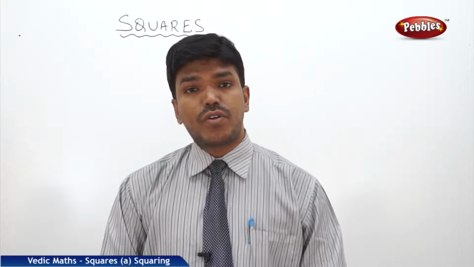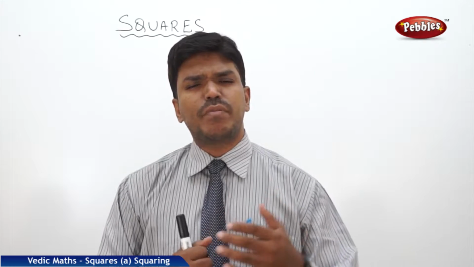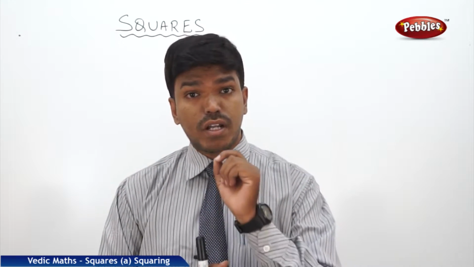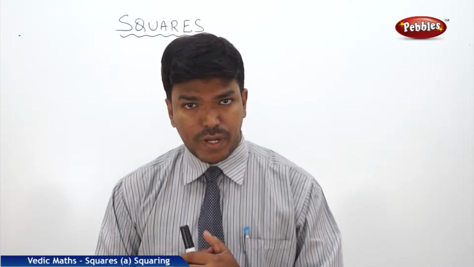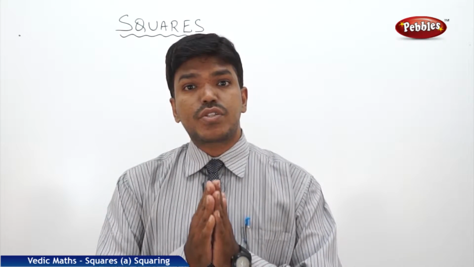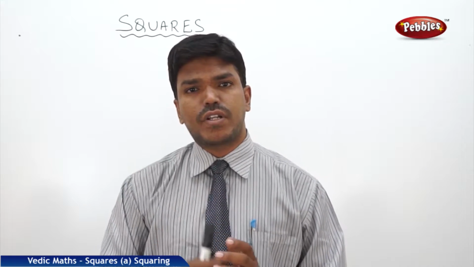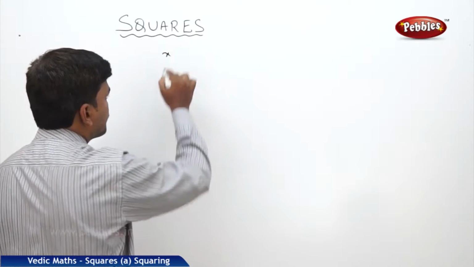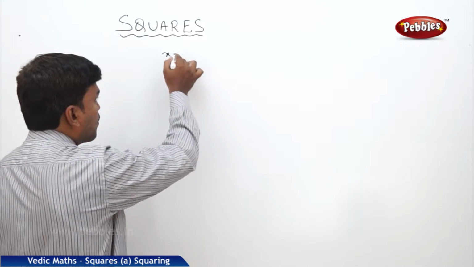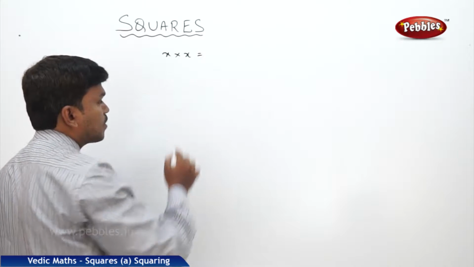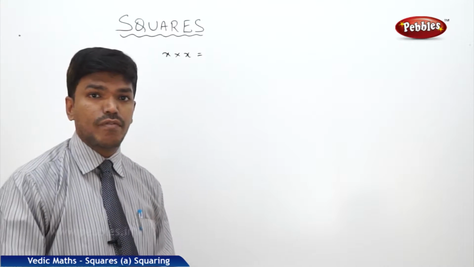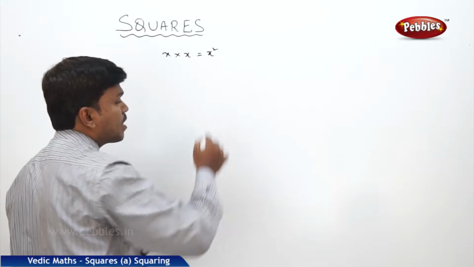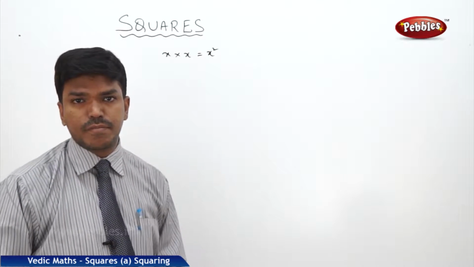Before that, I want to ask you one thing. What do you mean by a square of a number? I'm not talking about the geometrical square. I am speaking about the square of a number. Suppose you take some number x. If you multiply a number by itself, the product which comes is nothing but the square of the number.